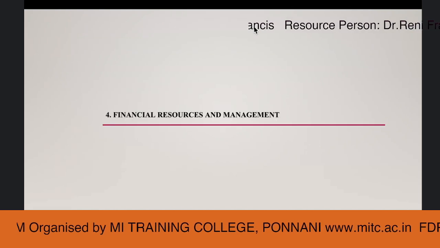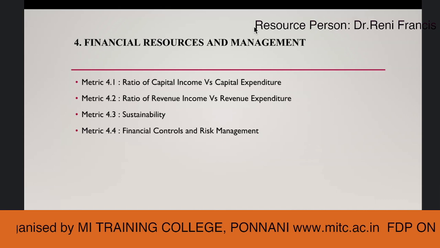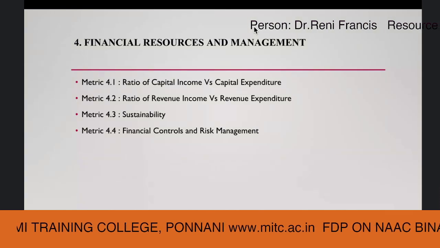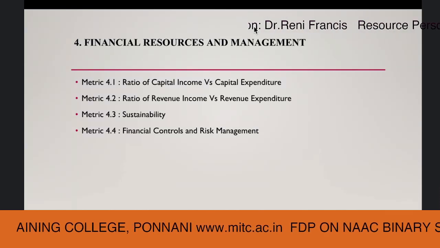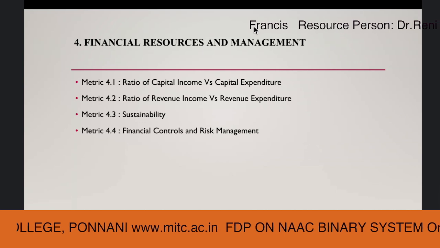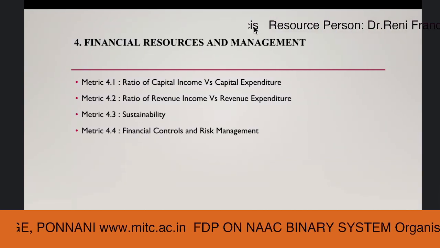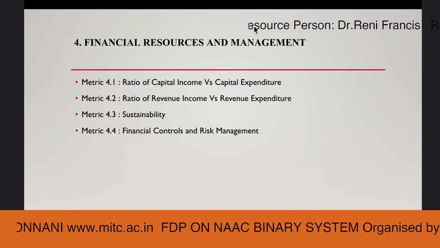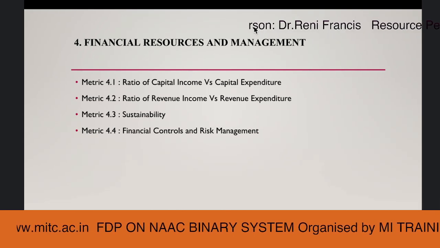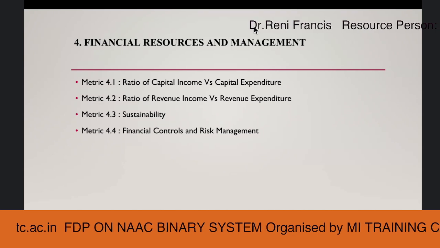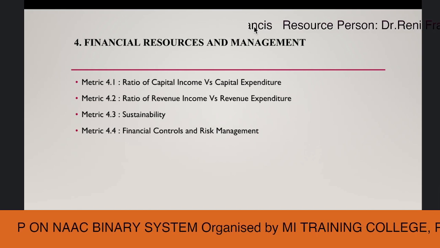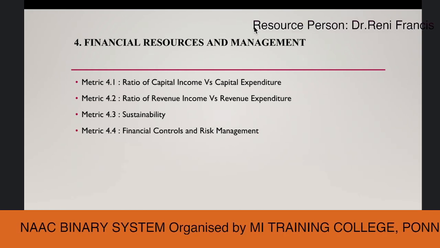The next we have is the financial and resource management, where we speak about the ratio of capital income versus capital expenditure, the revenue income that you get and the revenue expenditure, sustainability, financial control and risk management. Now, very clearly, you need to understand for affiliated colleges, there are 20 marks for this. The amount of money you receive through capital, that is, through government grants or management contribution, loans, endowments, these are your capital gains or capital income. And the expenditure that you are doing on infrastructural building, academic, hostel, laboratory, they are all your capital expenditure.